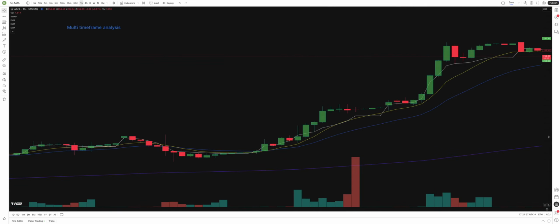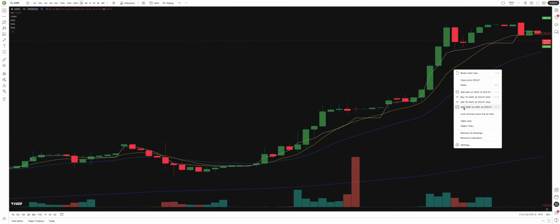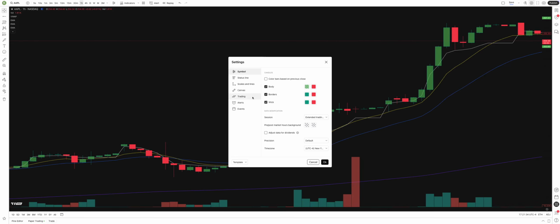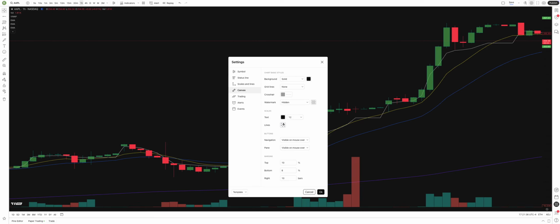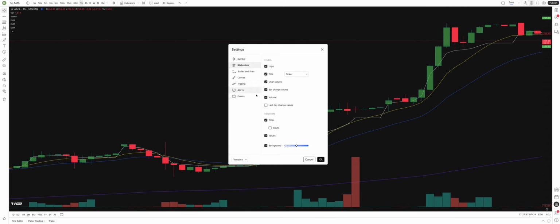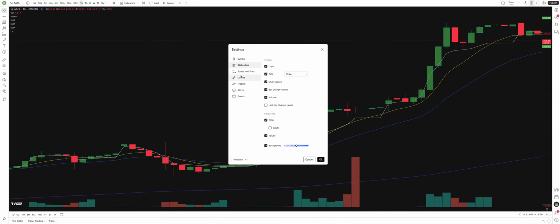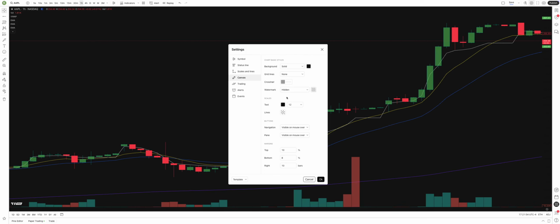let me drag this up a little bit. Oh yeah, my prices do seem a little out of whack. So let me go back to settings. Let me go to canvas. Maybe scale lines. Previous day. See here, symbol. There we go. We want white text instead of black.